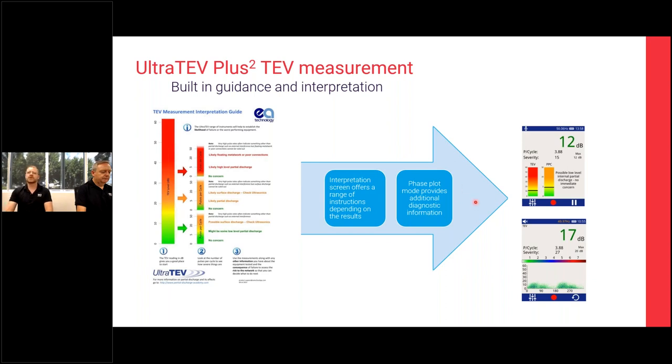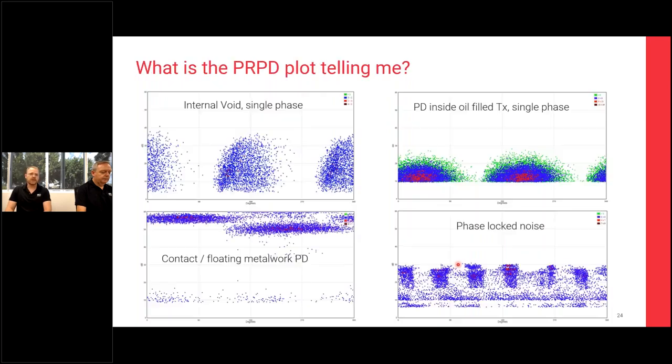Now with the UltraTEV Plus 2, that same graph and that same interpretation mode runs in the background. You can see it on the screen, but it's always running, and it will tell you what it thinks. So that's another piece of the puzzle in determining what's going on. We also have the phase plots that help greatly, which we'll have a look at now.